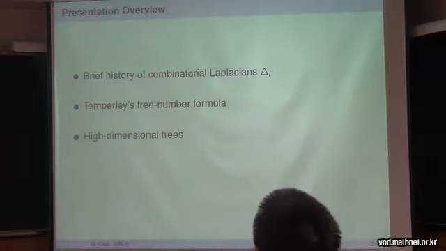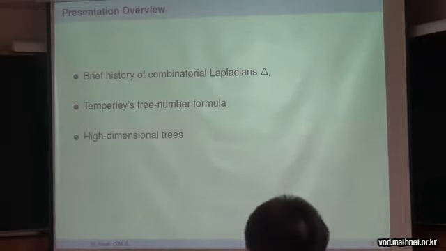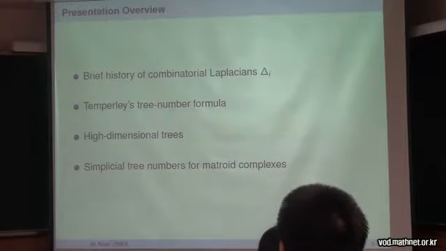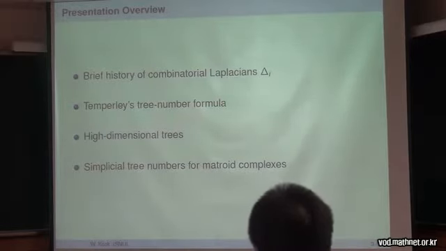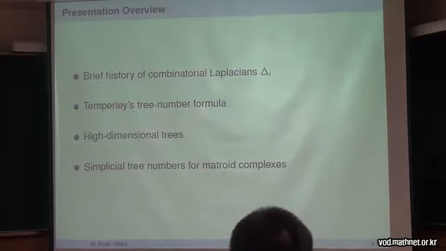So this is a plan of the talk during the next 55 or so minutes. I'll talk briefly about the history of combinatorial Laplacians, and the analog of the matrix tree theorem, which is Temperley's tree number formula using the combinatorial Laplacian, will be discussed a little. And then we'll discuss the notion of high-dimensional trees, and then we'll talk about how to compute the high-dimensional trees in many different kinds of complexes, including the matroid complex. The matroid complex turns out to have a very interesting description for the tree numbers, so we'll talk about that briefly.